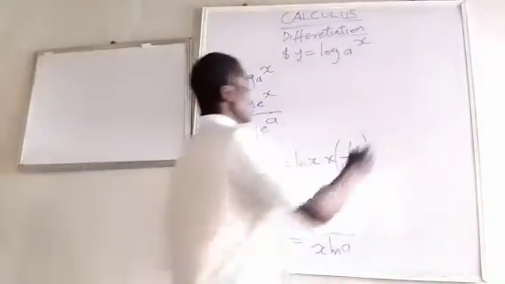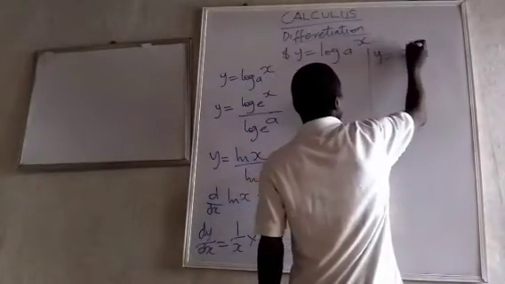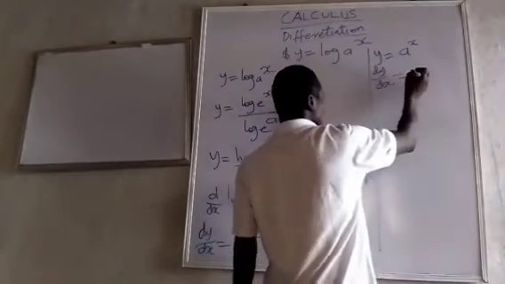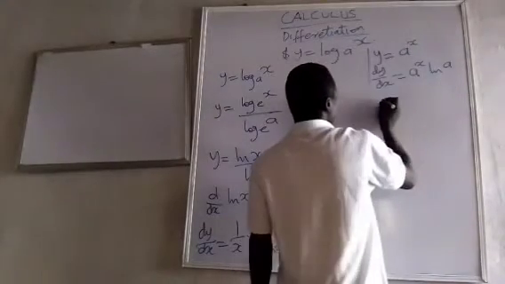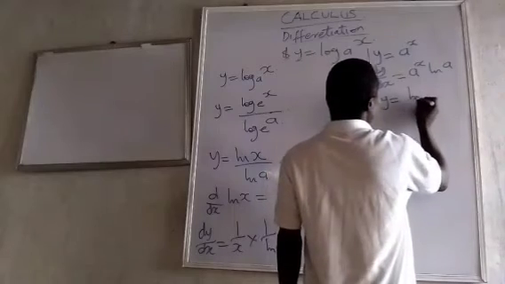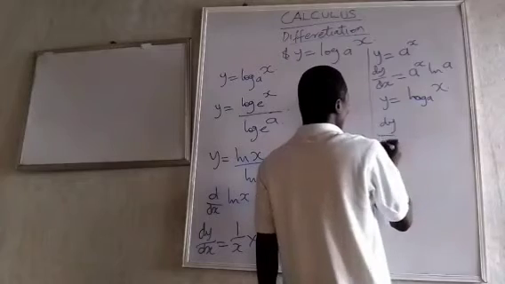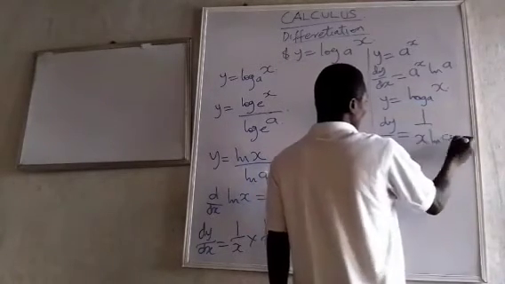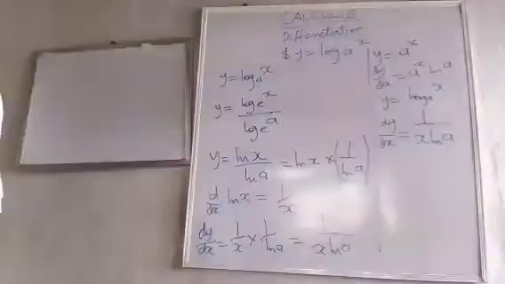established for when y equals a raised to the power x, dy/dx is equal to a raised to the power x times ln a. When y equals log_a x, dy/dx is equal to 1 over x ln a. So we can add this one to our results now.